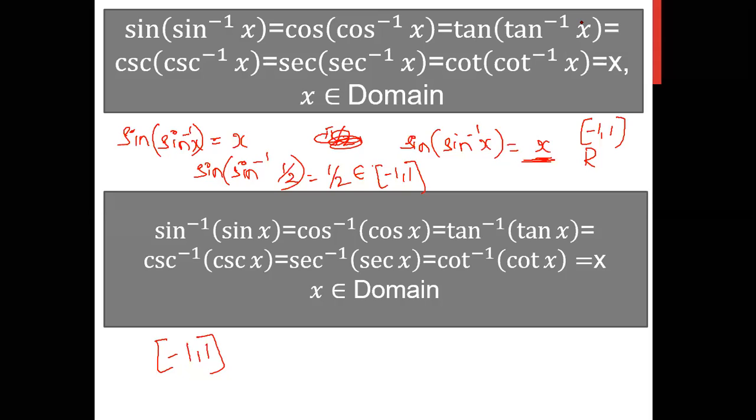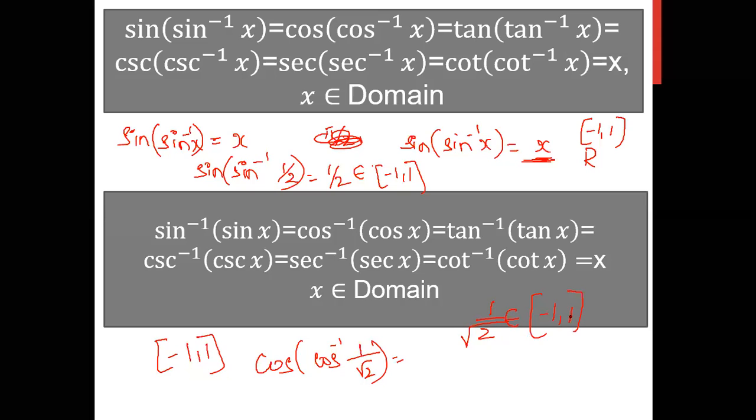One more example. Say I take cos of cos inverse 1 by root 2. Check whether 1 by root 2 lies in the domain of the cos inverse function. The domain of the cos inverse function is -1, 1. Check whether 1 by root 2 belongs to that domain.